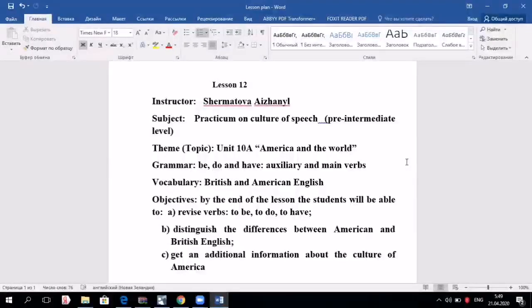Of course, we should put the objectives here. By the end of the lesson, the students will be able first to revise the verbs to be, to do, to have. The students will be able to distinguish the differences between American and British English. The third one is to get additional information about the culture of America.